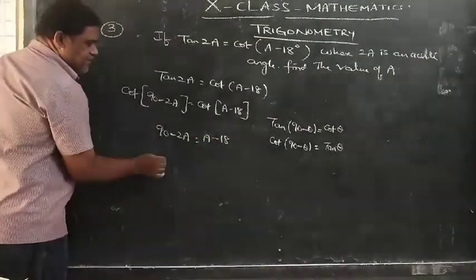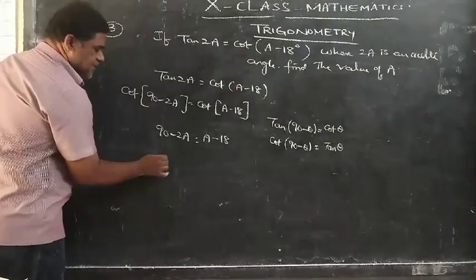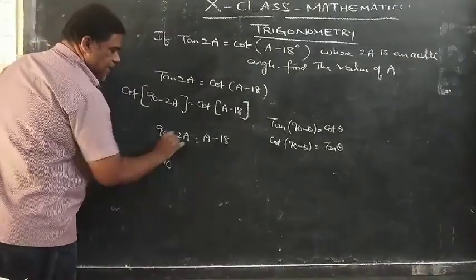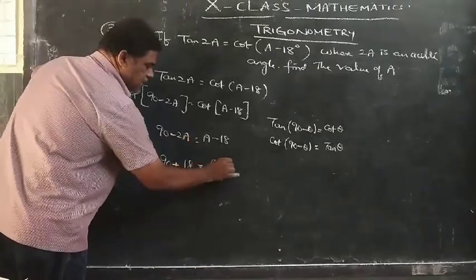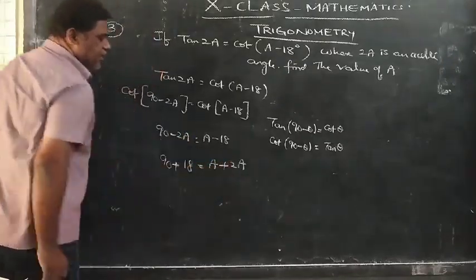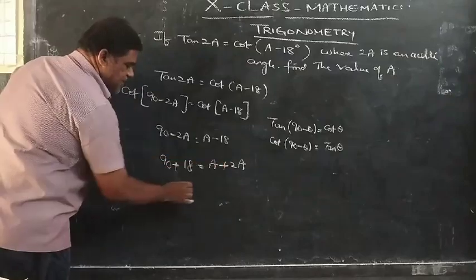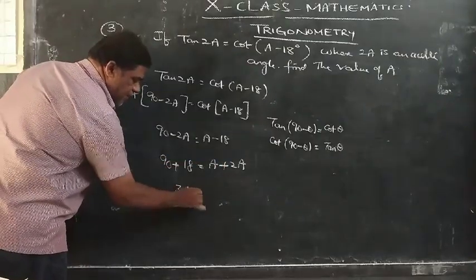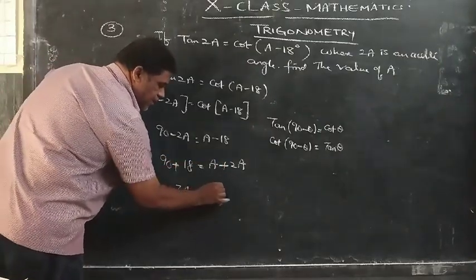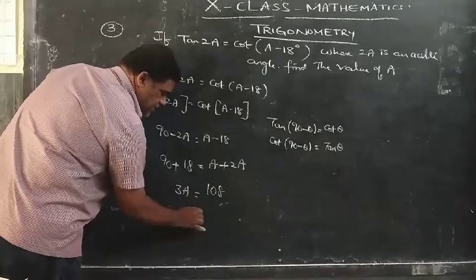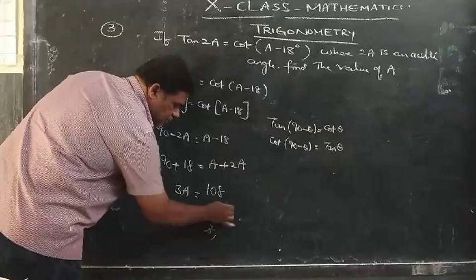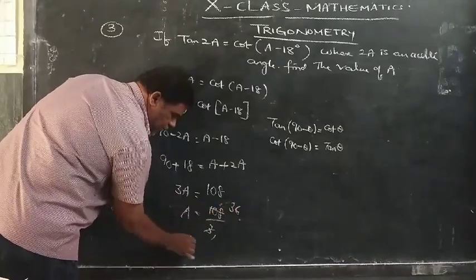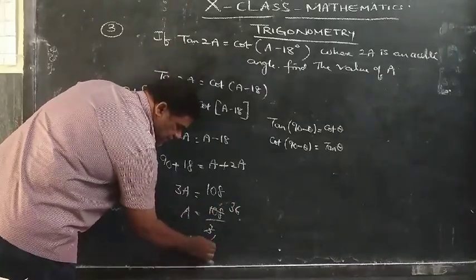Send all a's one side and numbers other side. 90 minus 18 will become plus 18 is equal to a, minus 2a you send that side, it will become plus 2a. 2a plus a is 3a. 90 plus 18 is 108. So a is equal to 108 by 3. So a value is 36 degrees.